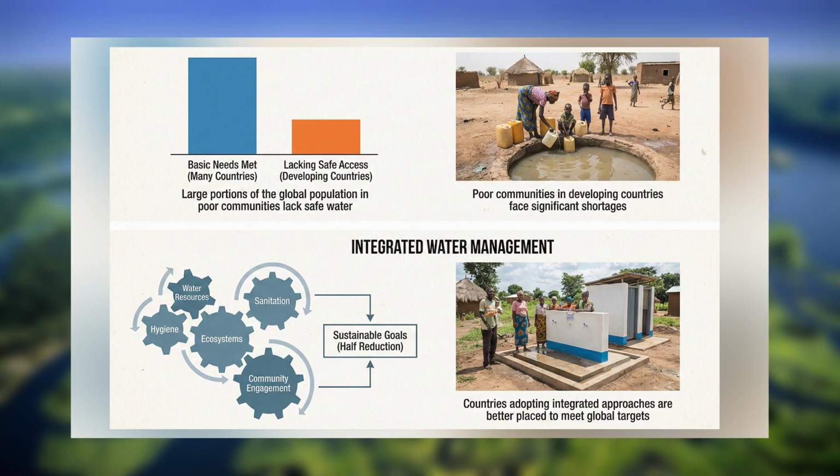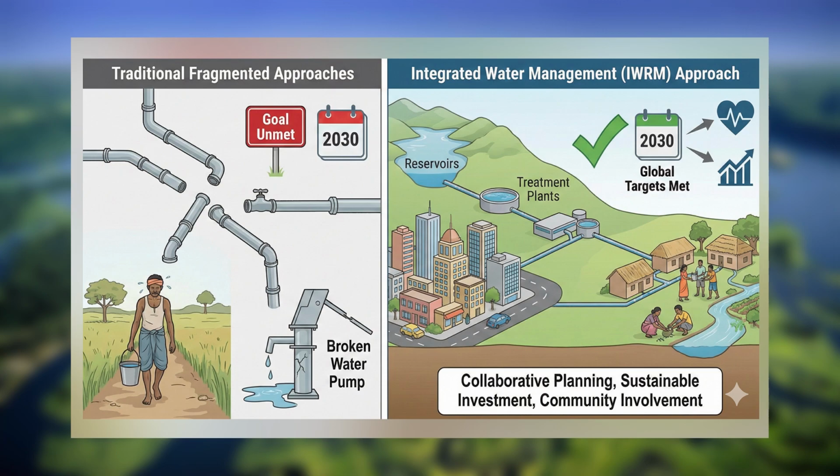While many countries recognize that meeting basic human water needs should be the top priority, a large portion of the global population still lacks access to safe drinking water and proper sanitation. These shortages mostly affect poor communities in developing countries. Providing adequate water supply and sanitation in both urban and rural areas remains a major challenge for these regions. Achieving global targets such as reducing by half the number of people without access to water and sanitation requires major changes in investment priorities. Countries that adopt integrated water management approaches are better placed to meet these goals.